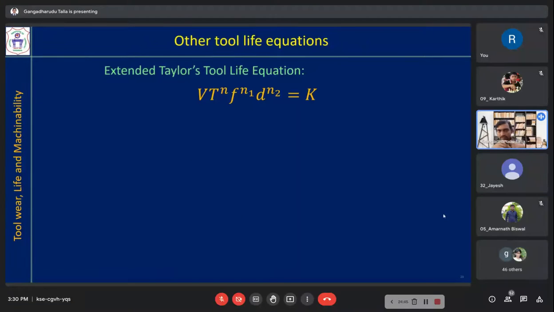Now, there is an extended tool life equation. Tool life is not only dependent on V, cutting velocity. It also depends on feed and depth of cut. So that is the modified or extended Taylor's tool life equation given by other researchers. It is like this: V T^n f^n1 d^n2 is equal to some constant.